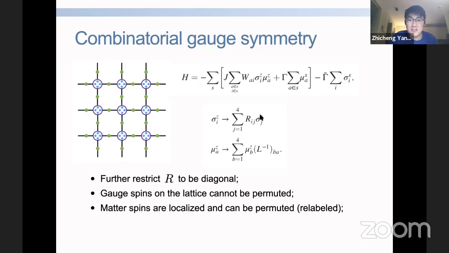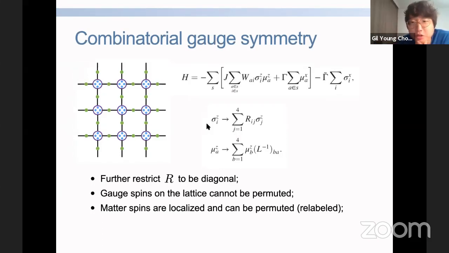So permutation is allowed, and also, here I've been talking about this -1 spin flips. The spin flip, because in the Hamiltonian I have a transverse field on both the gauge and the matter spins, is really generated by the sigma x. So that operation is also contained in the Hamiltonian.